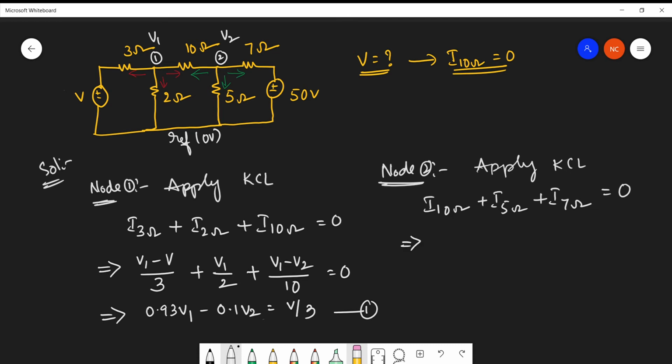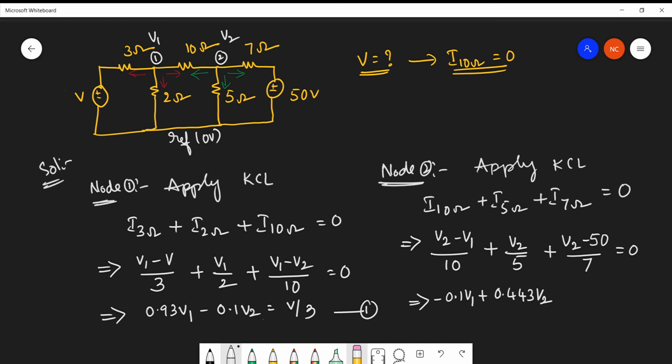What is the current flowing through the 10 ohm resistance according to node 2? This is (V2 minus V1)/10. The current passing through 5 ohm is V2/5. The current passing through 7 ohm is (V2 minus 50)/7, and the sum equals 0. If we solve, we get another equation: minus 0.1 V1 plus 0.443 V2 equals 7.143. So this is the second equation. How many unknowns are there? Three unknowns, because V1, V2, and V are there. It is difficult to solve.